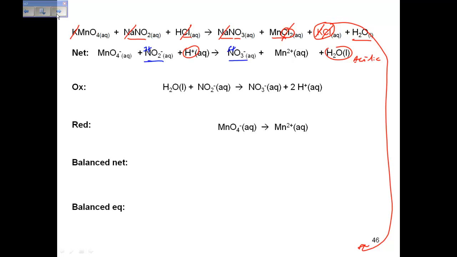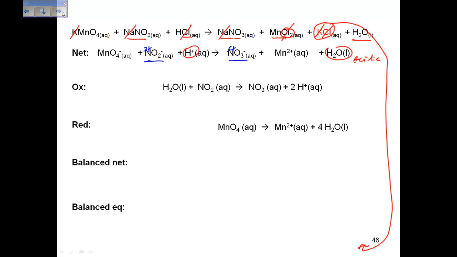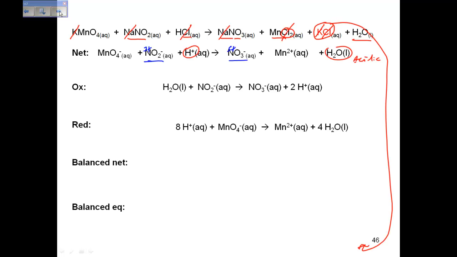The reduction, I've got MnO4 minus, got manganese on both sides, not a problem, but I have an oxygen problem. I need 4 of them, so I'll go ahead and add 4 waters to the product side. Then I'm going to add 8 H pluses to the reactant side. Now my atoms are balanced.